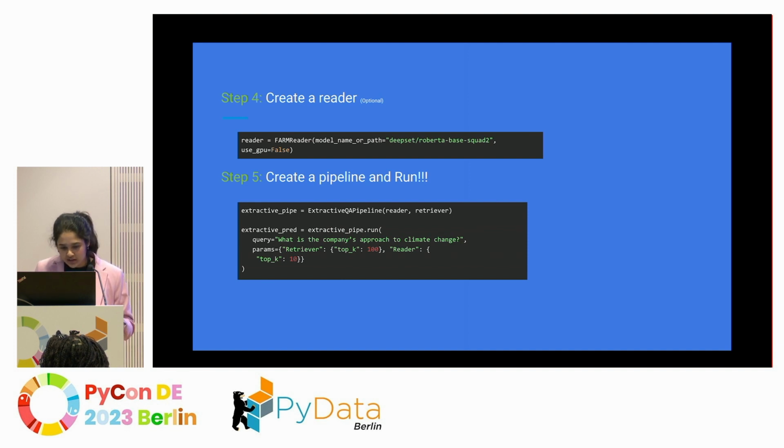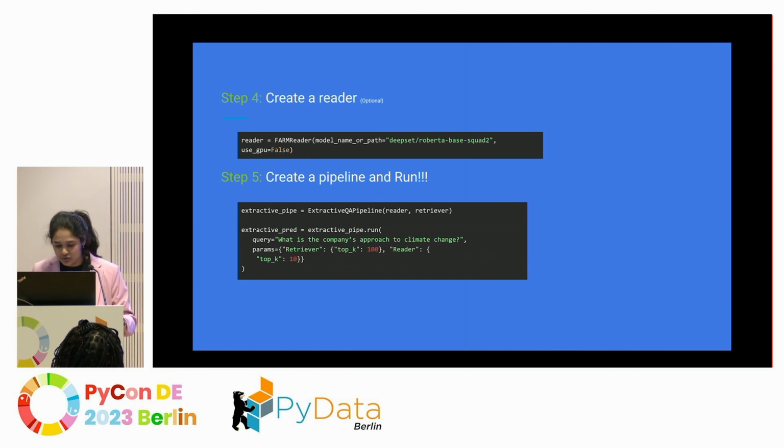And finally, all you have to do is create your pipeline now. In our case, we want to create an extractive QA pipeline, and just pass it the reader and the retriever, right? So your extractive QA pipeline is ready. It was just a few lines of code and it's ready.